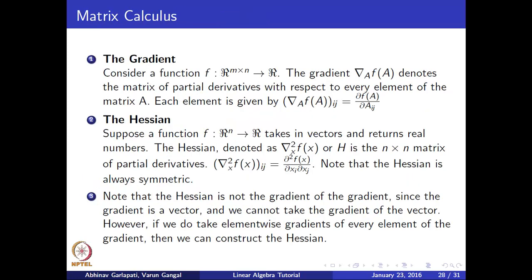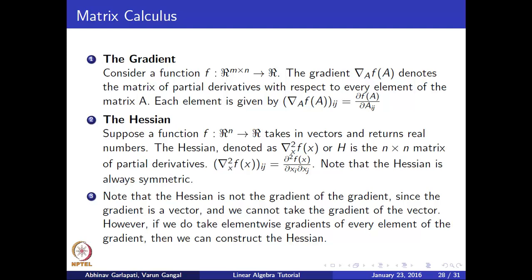Consider a function f which takes in matrices of dimension m cross n and outputs real numbers. The gradient is the matrix of partial derivatives. The i, jth element of the gradient of f of A is the partial derivative of f of A with respect to aij.